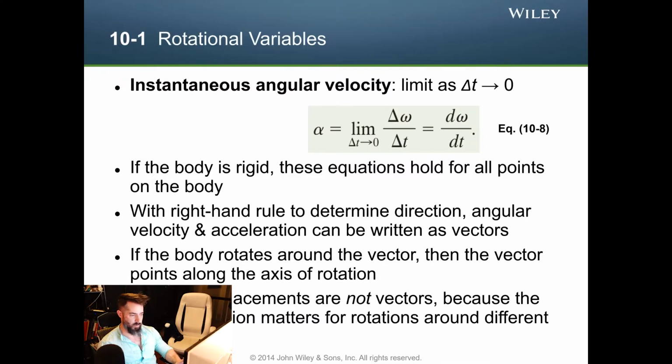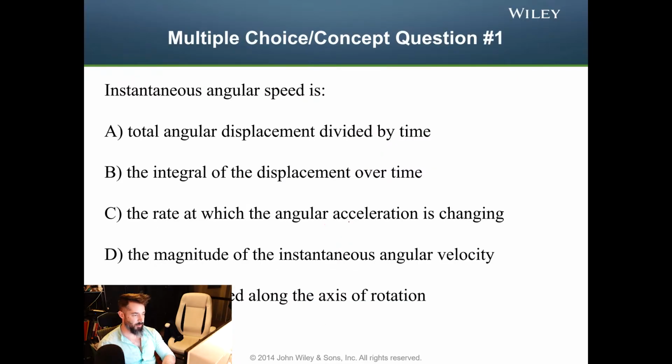We'll get to these in a minute. Angular displacements are not vectors. This is a weird thing, because angular displacements have both a magnitude and direction. And you say, well, that's the definition of a vector. The problem is they don't follow the mathematical rules of a vector. So you can't do vector addition with angular displacements, which basically disqualifies them from being vectors, even though they have the same properties. So that's just something to keep in mind. They don't have all the same rules.